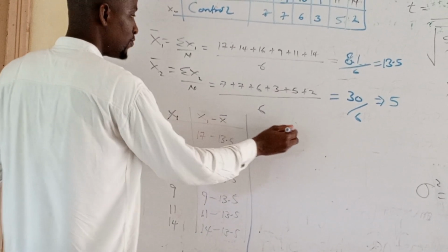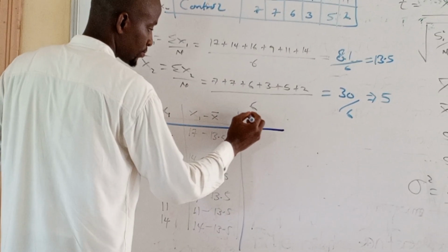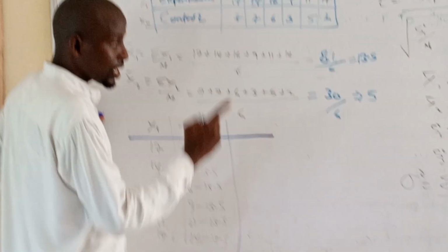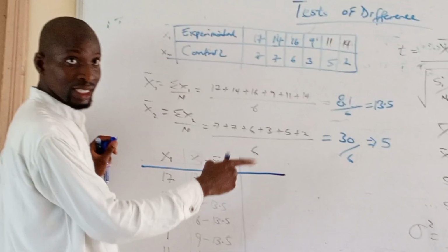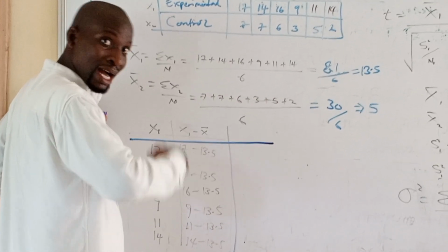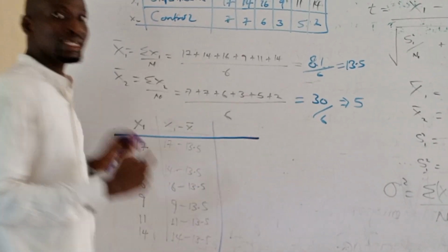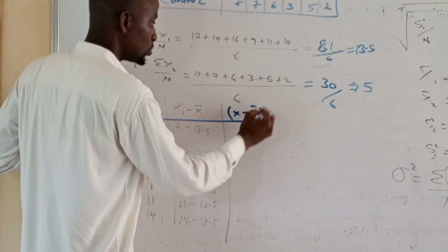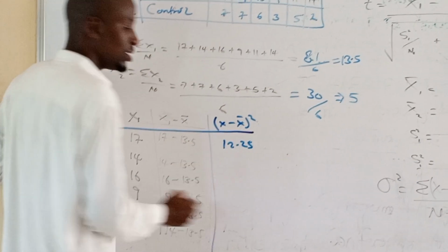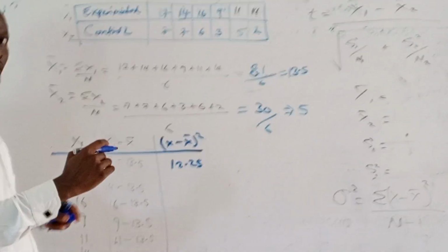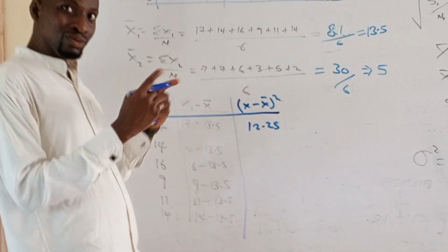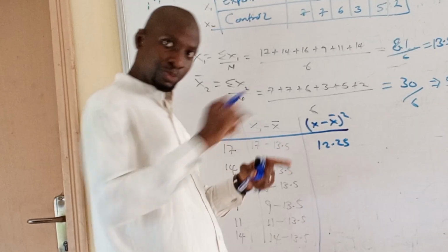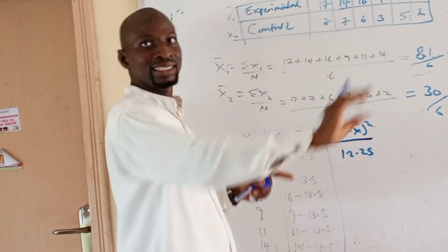17 minus 13.5 will give you what? That will give you 3.5. However, just because of the square that we have there, it is important that we square it at a go, one after the other, because statistics is always stepwise. So 3.5 square will give you what? 12.25. That will take you step by step. If you wait till the end, you are going to be making double effort. It's better you just punch square at a go and write it out.